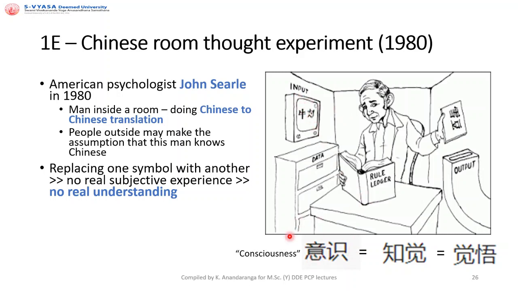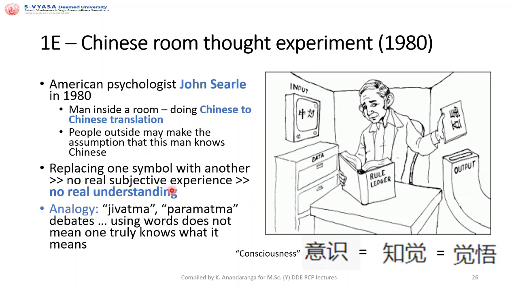If someone had dropped in the word consciousness, he would have probably given some translation as an output, but he would not even have known what this word means, so he didn't have a subjective experience of this word as he provided his response. So there was no real understanding. He has become efficient in translating because he now knows how to use the ledger book, but he is just doing a symbol to symbol translation.